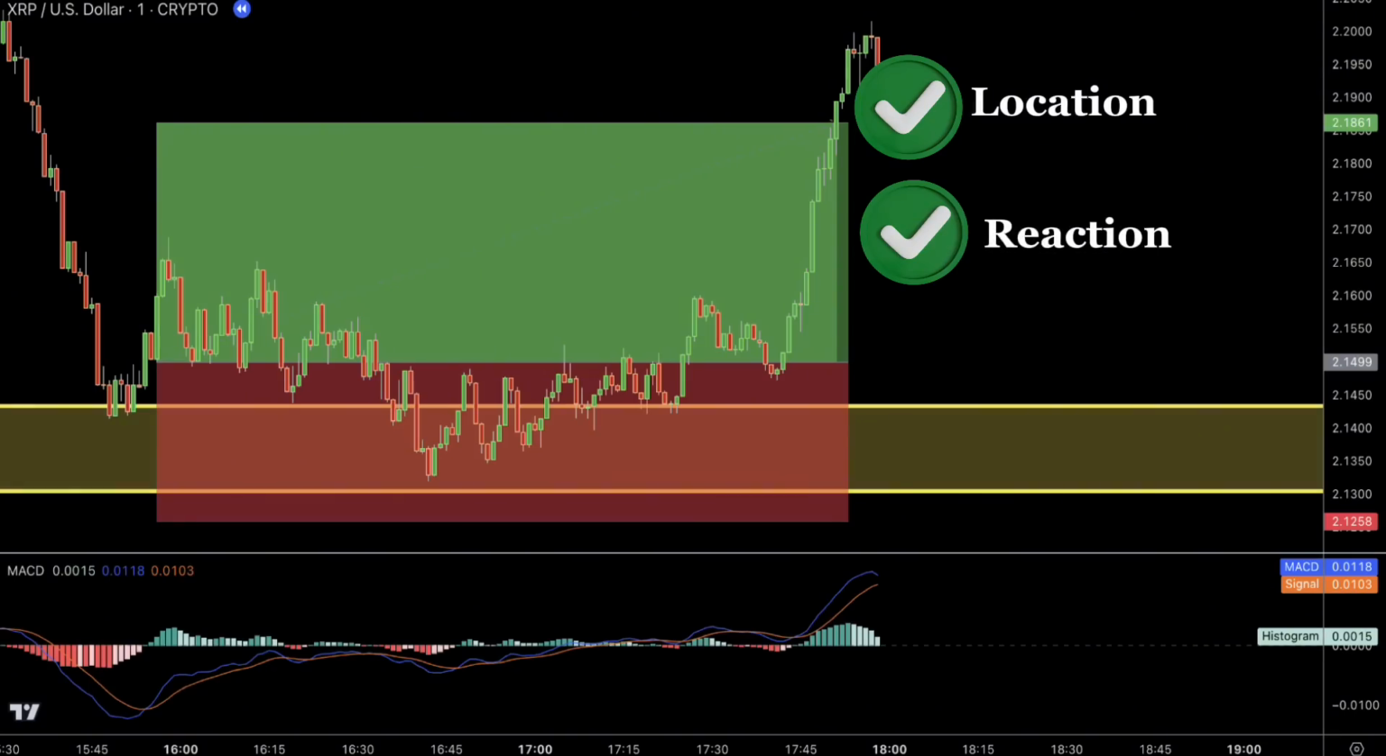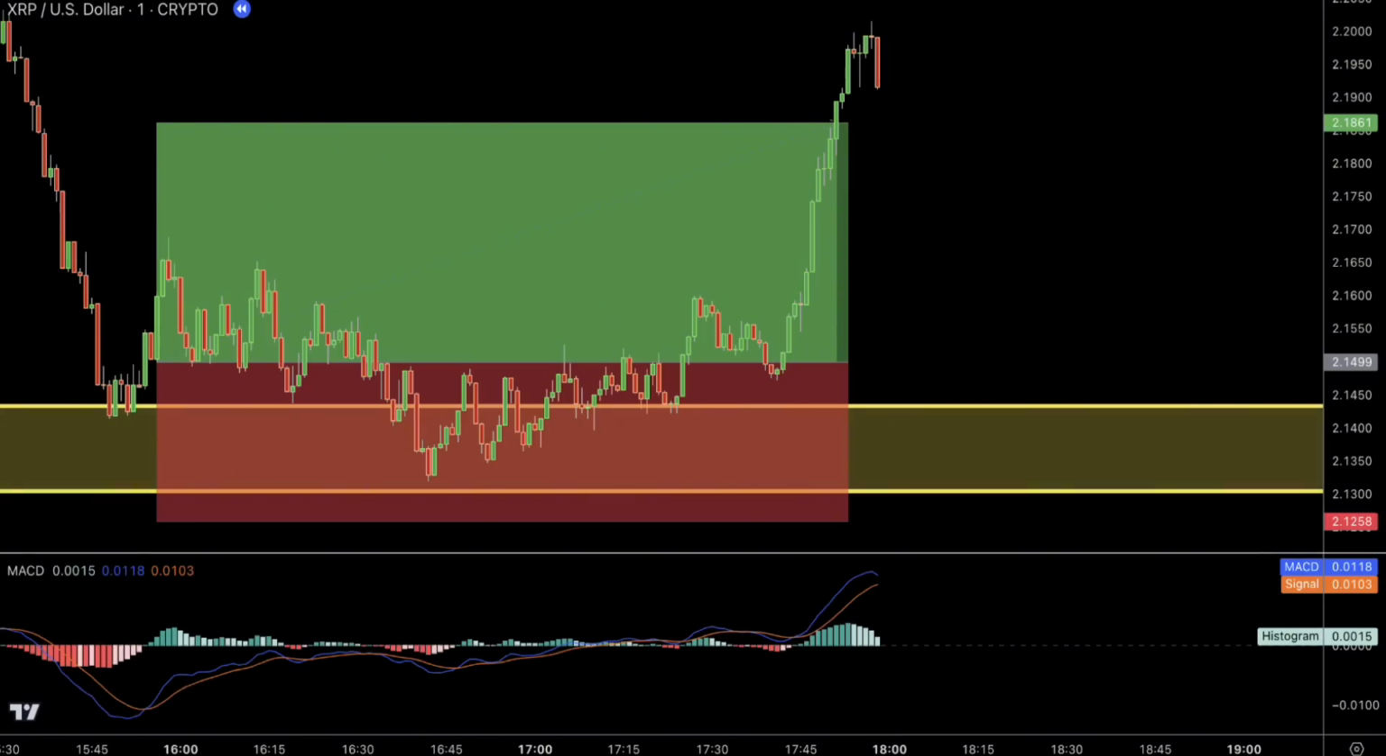Reaction. Wait for the market to react positively when it reaches the zone, such as forming a candlestick rejection or reversal. Confirmation. Use the MACD crossover as the final confirmation that institutional algorithms are likely joining the trade. This approach ensures your trades align with institutional strategies, giving you a stronger edge in the market.